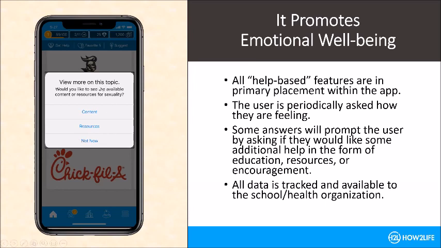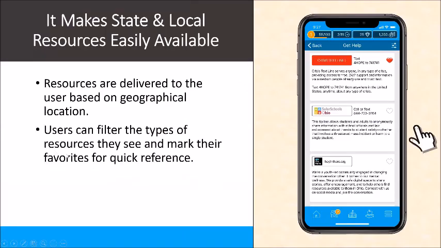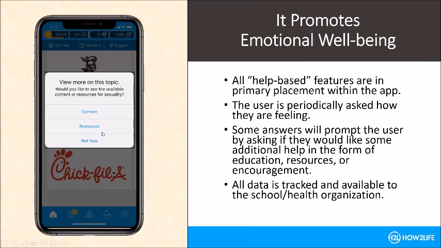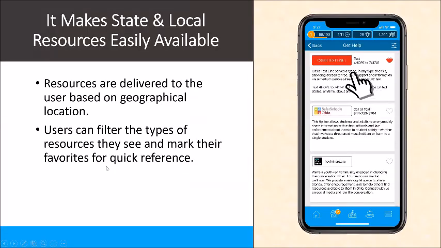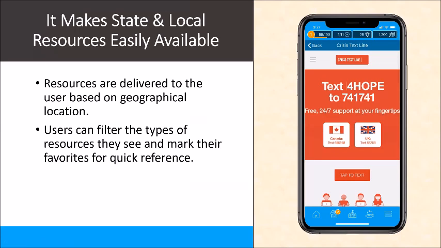And then the app will offer up either content, resources, or they can skip this. Forgive me, I'm a little fast with my fingers there. Now, content is kind of like online education. Resources are exactly that, people and or organizations that are there to help them. And they can do that either in an immediate sense or, if you will, maybe a not so immediate sense. It makes finding state and local resources really easy.